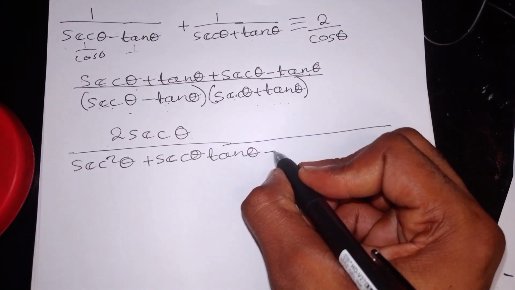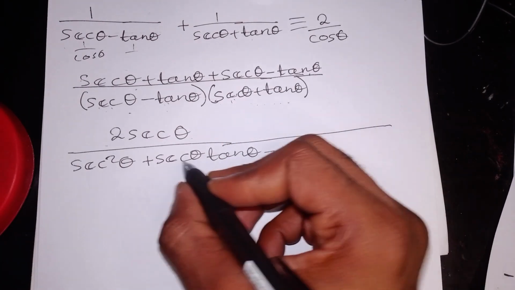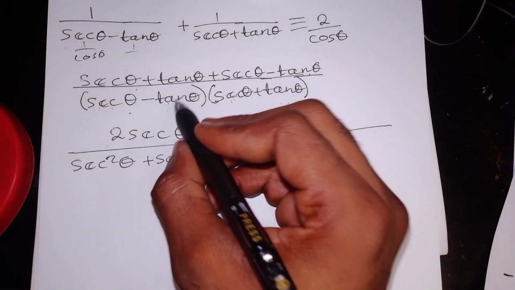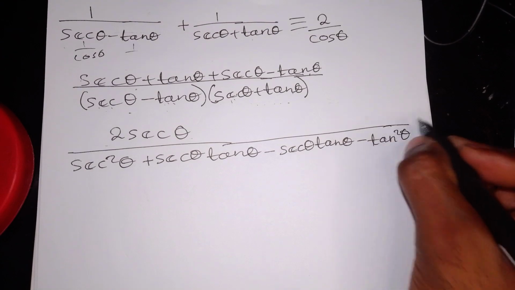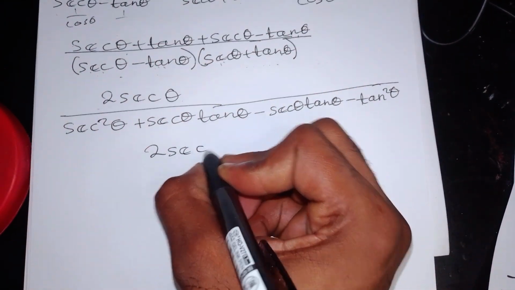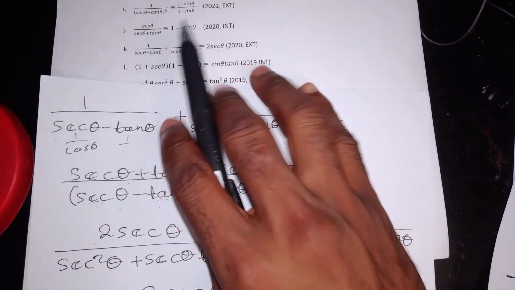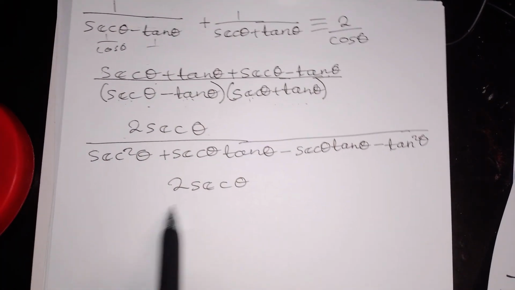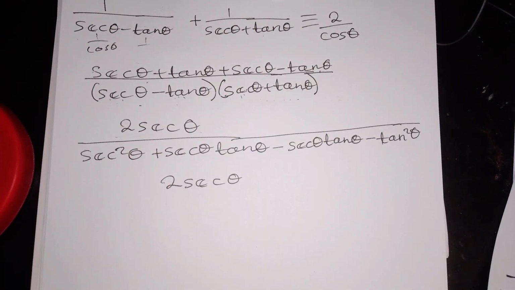This times this, you have minus, let me start with this so that it looks like this, sec theta tan theta, then tan theta times tan theta, we have tan squared theta, and then this will be 2 sec theta. Remember, we are trying to show that this is equal to 2 sec theta, so I don't need to change this. I should just work with the denominator here.